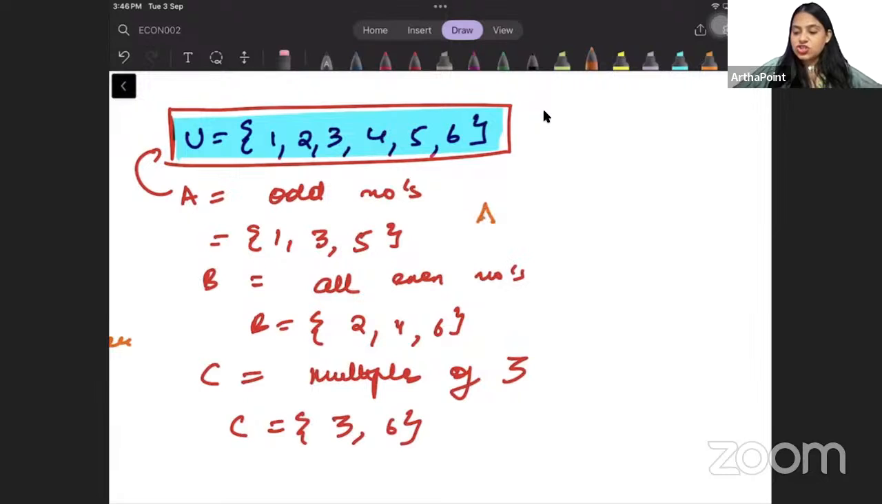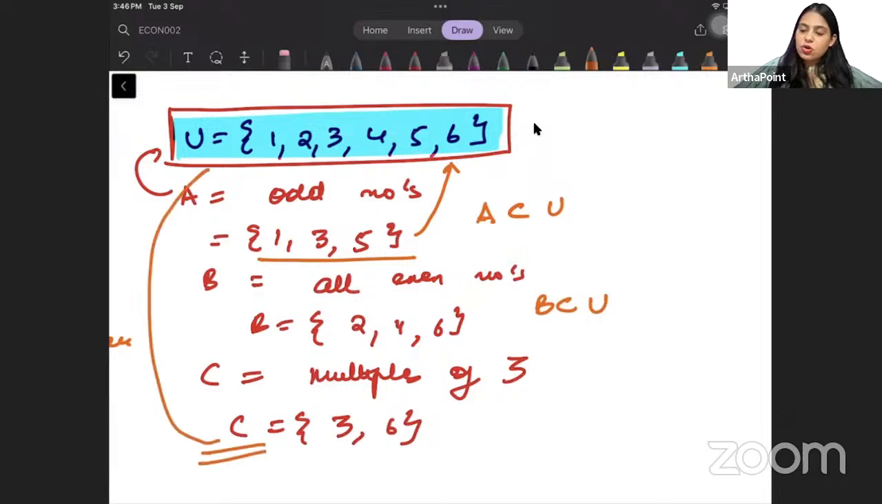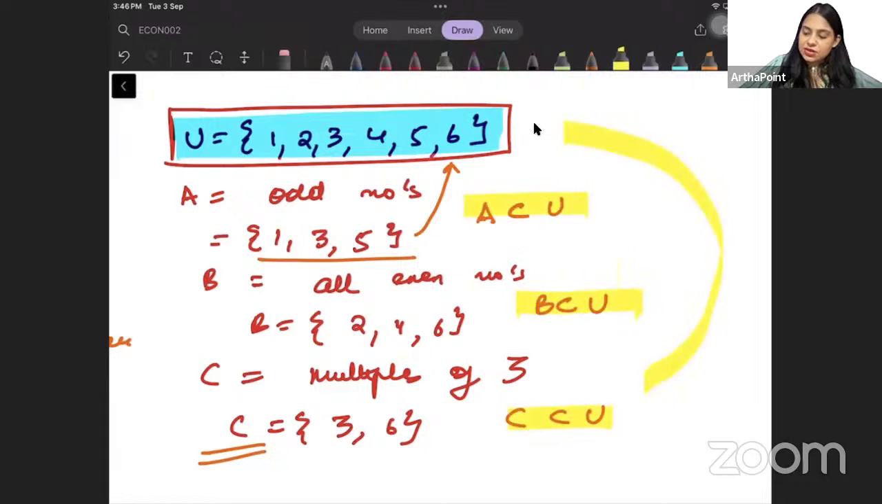देखो, A के जितने elements हैं, belongs to universal set. Whatever belongs to A belongs to universal set. So A is a subset of the universal set. Whatever belongs to B belongs to universal set. जो भी B में है वो universal set में है. So we can say that B is a subset of the universal set. Whatever belongs to C belongs to universal set. So C is a subset of the universal set. Clear? So every set will be a subset of the universal set.